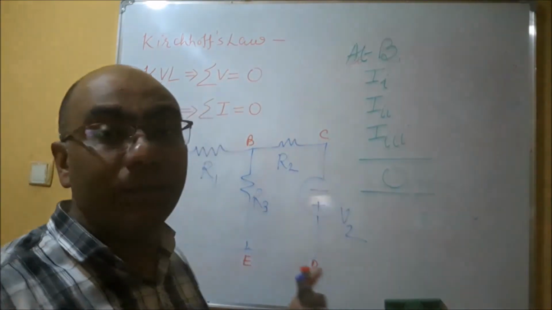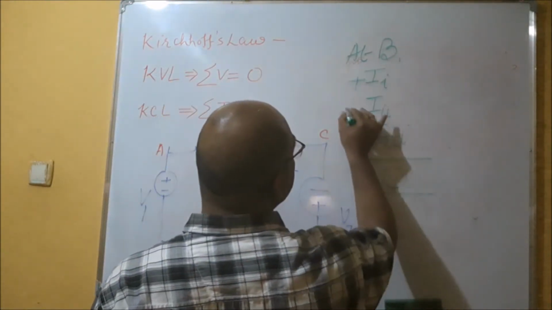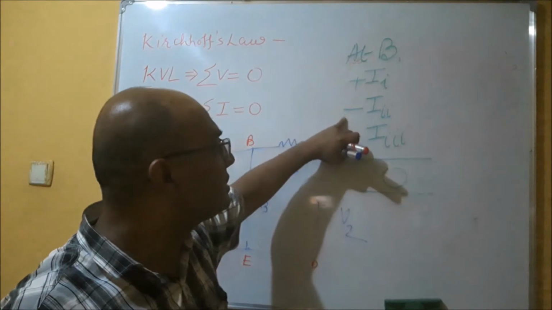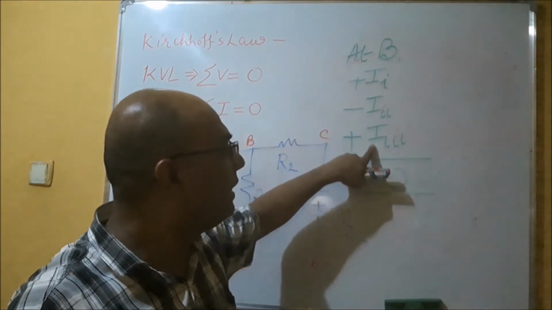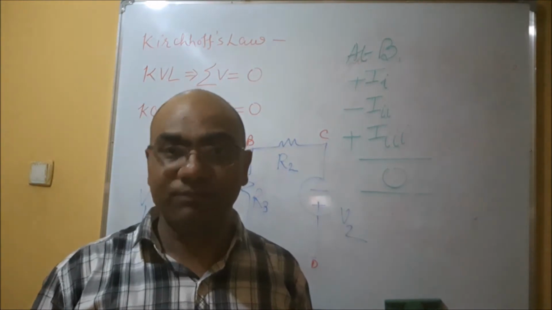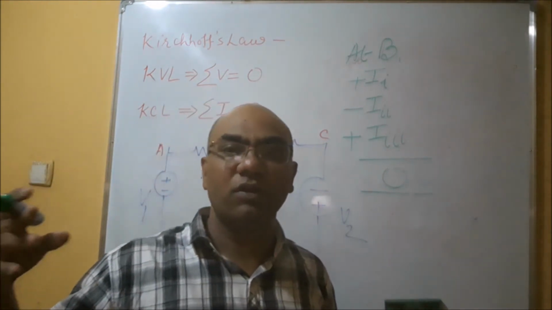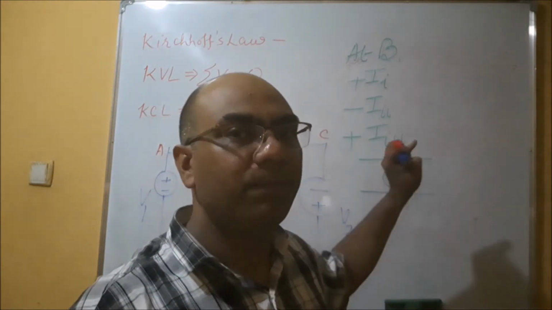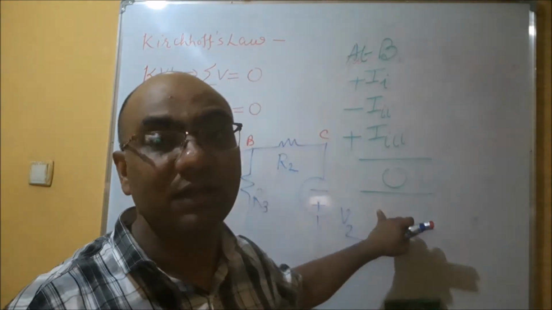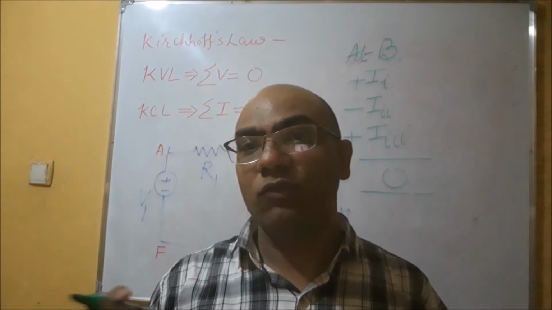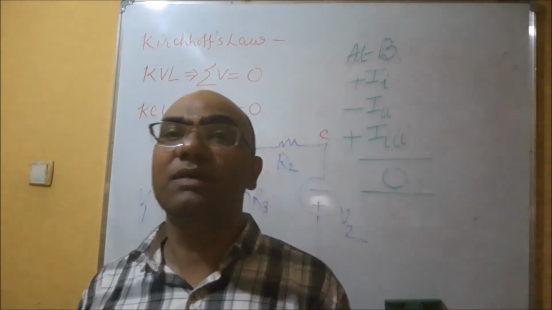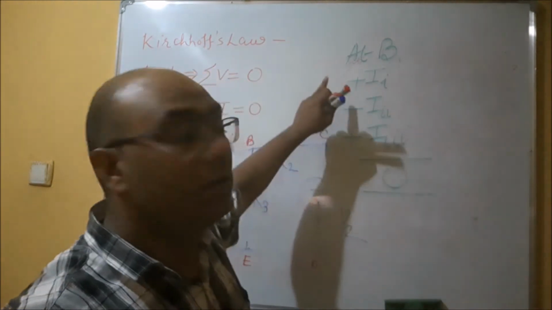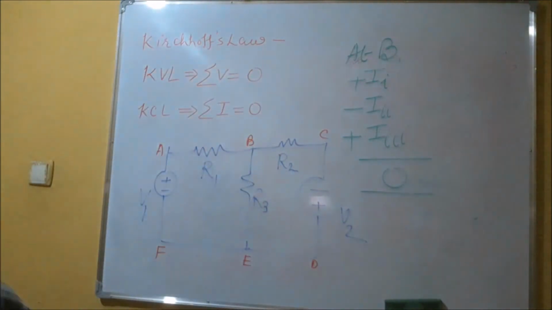Suppose, for example, I am saying this is plus, this is minus, this is plus. So the algebraic sum means we will consider the sign of I1, I2 and I3. This is called algebraic sum. The detail we will see when we go for the method of how to solve problems using KVL and KCL. Up to this point, we only understand that algebraic sum means whatever currents we have, we include their polarity, either plus or minus, and the sum of all the currents should always be 0.